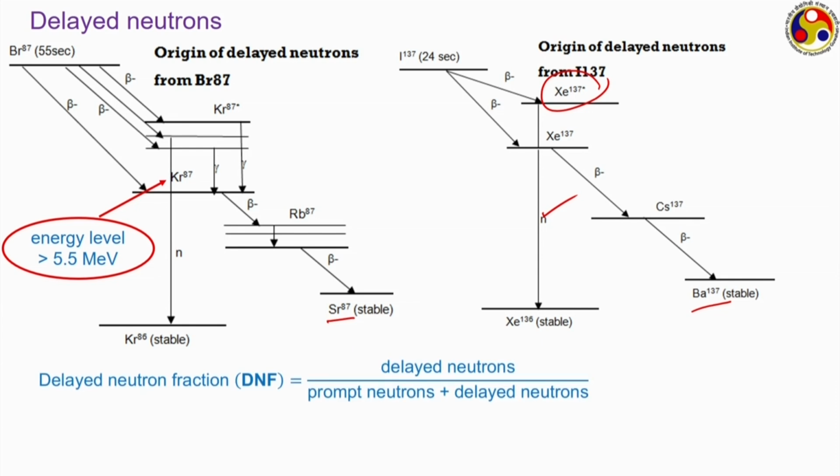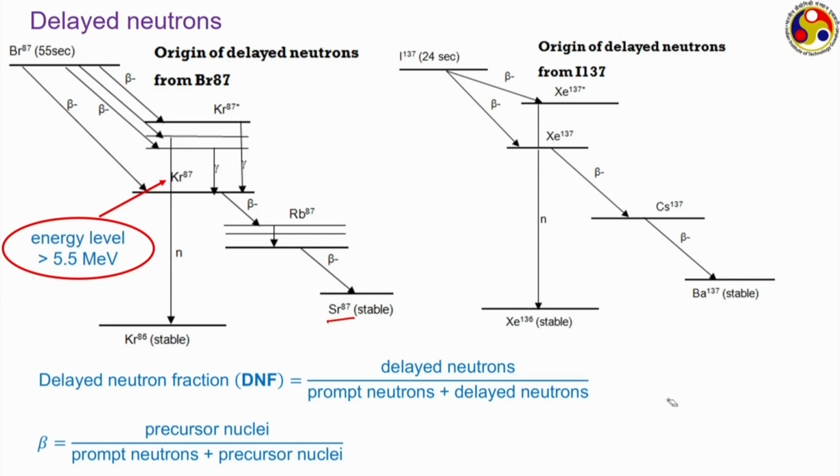There are two terms which are commonly used while dealing with delayed neutrons. One is the delayed neutron fraction, which has a very straightforward definition: delayed neutron fraction is equal to delayed neutrons divided by the total number of neutrons, that is prompt plus delayed. But there is another definition which is used, that is beta.